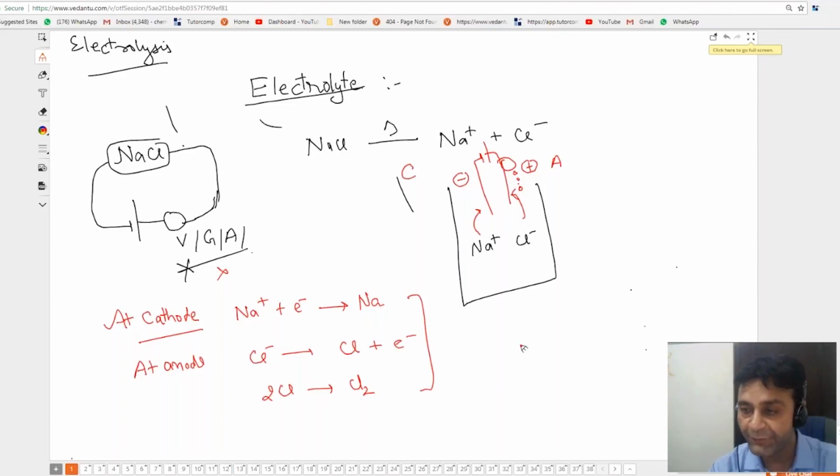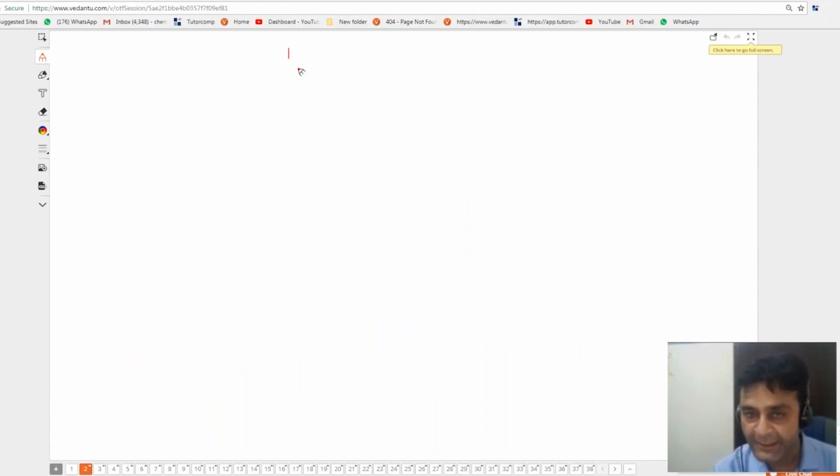We can define electrolysis like this. It's a phenomenon of passage of current in the molten or aqueous state, which is accompanied by what? Reduction and oxidation and production of substances at cathode and anode. Right? Are you getting me? Are you clear? Right. So we'll be discussing this electrolysis in two different aspects here.